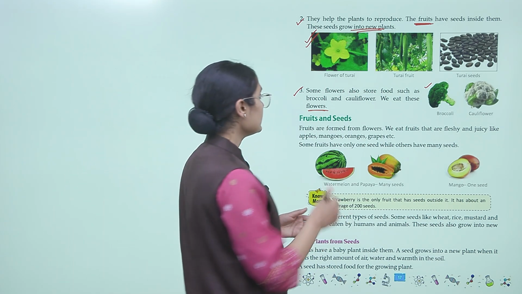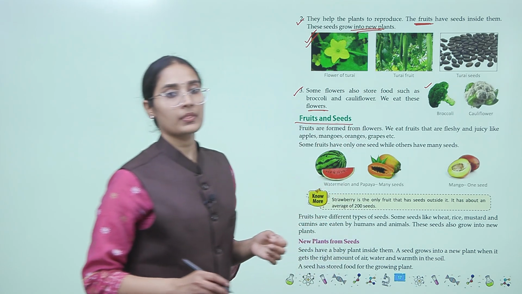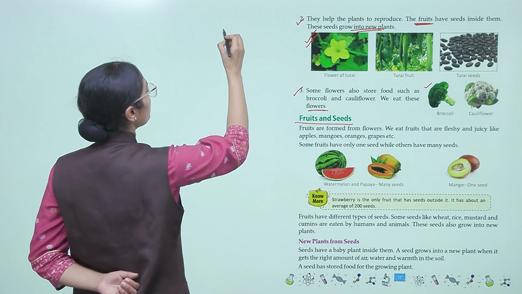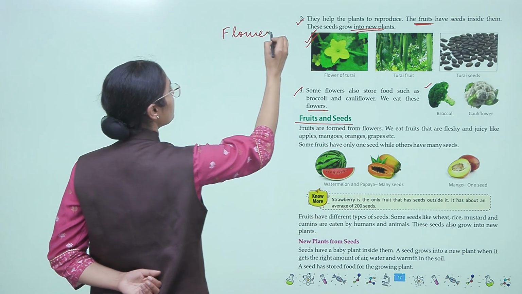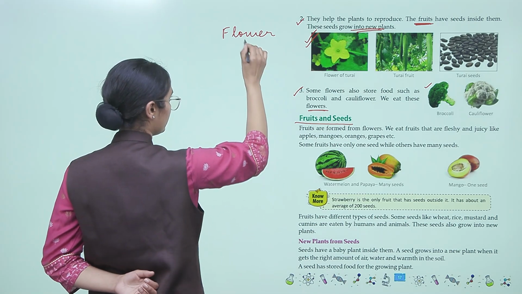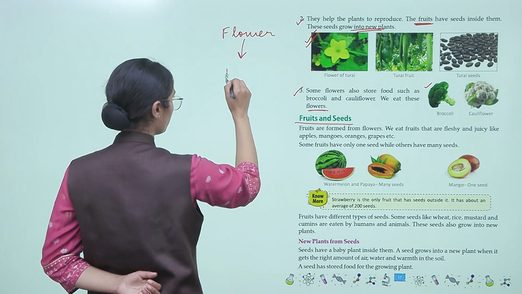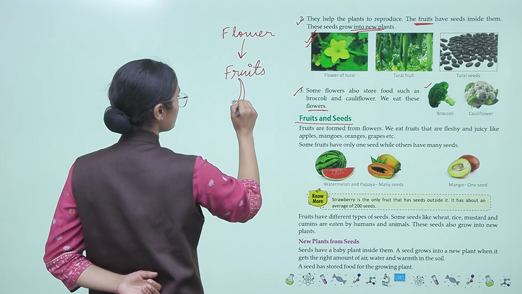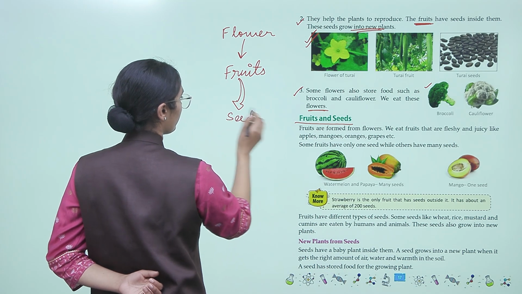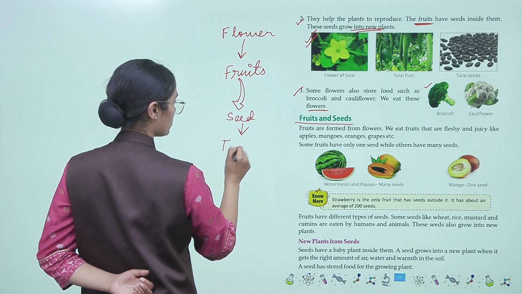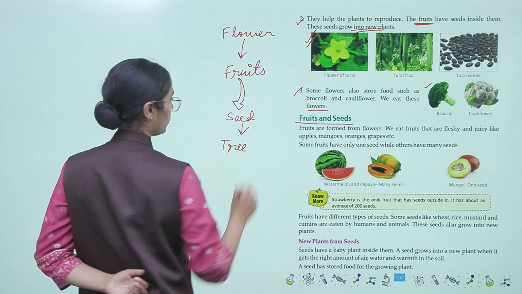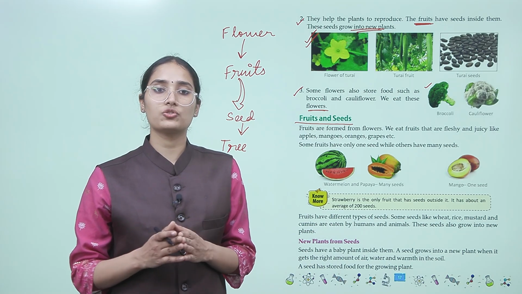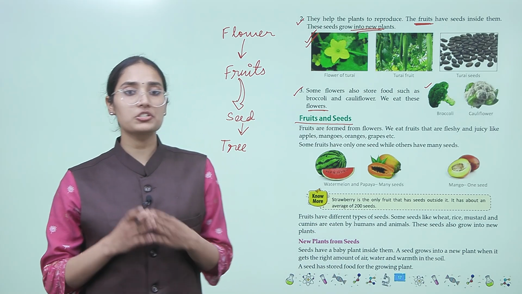Now let's understand fruits and seeds. So fruits are formed from flowers. Okay, so let's first understand this. We see flowers on the plant, right? Flowers turn into fruits, okay? They turn into fruit. Fruit has seeds inside them, and seed leads to the formation of a tree, okay? Now, we eat fruits that are fleshy and juicy like apples, mangoes, oranges, grapes, etc.